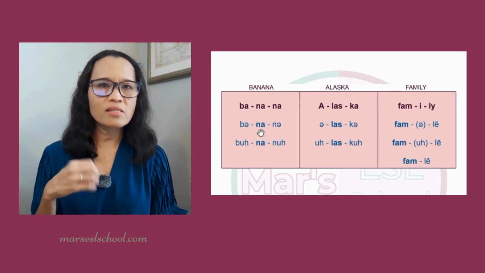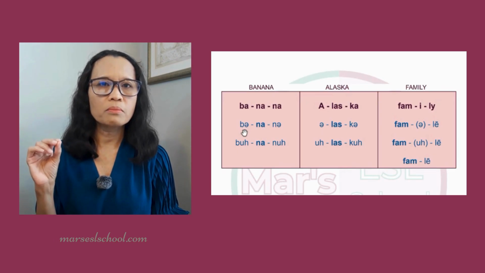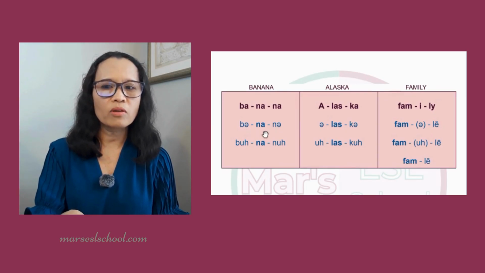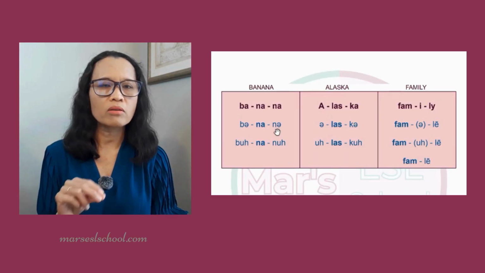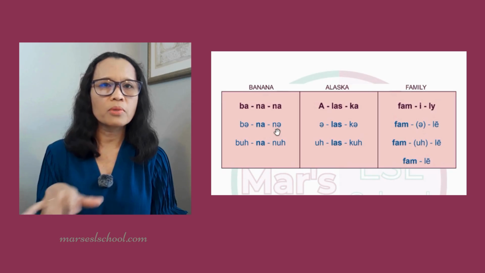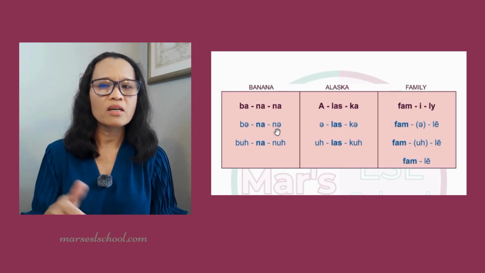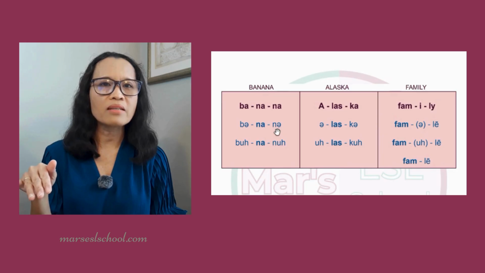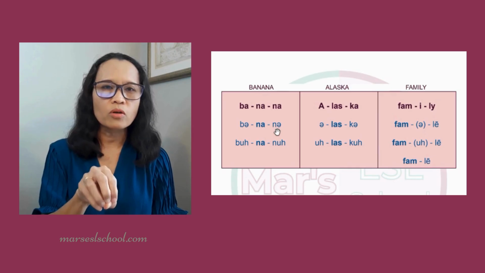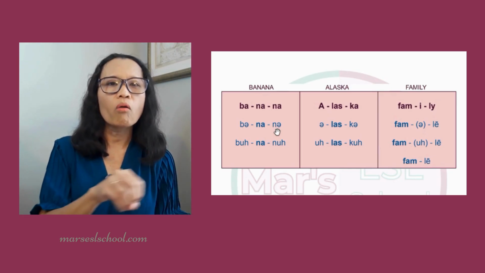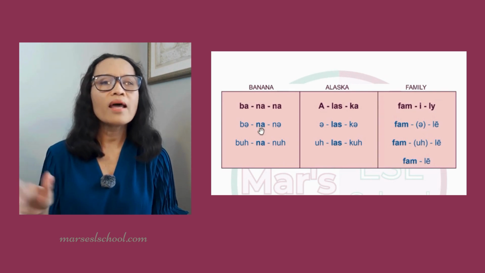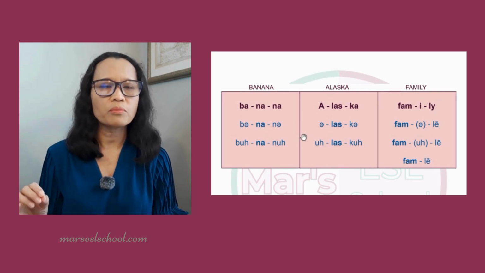So the first syllable is weak, it has a schwa sound. The last syllable has a schwa sound also. So you keep your mouth neutral. Banana. You don't have to say banana. We don't need to make every syllable with the same strength. Only one syllable is strong, the rest are weak. Let's move on to our next example.